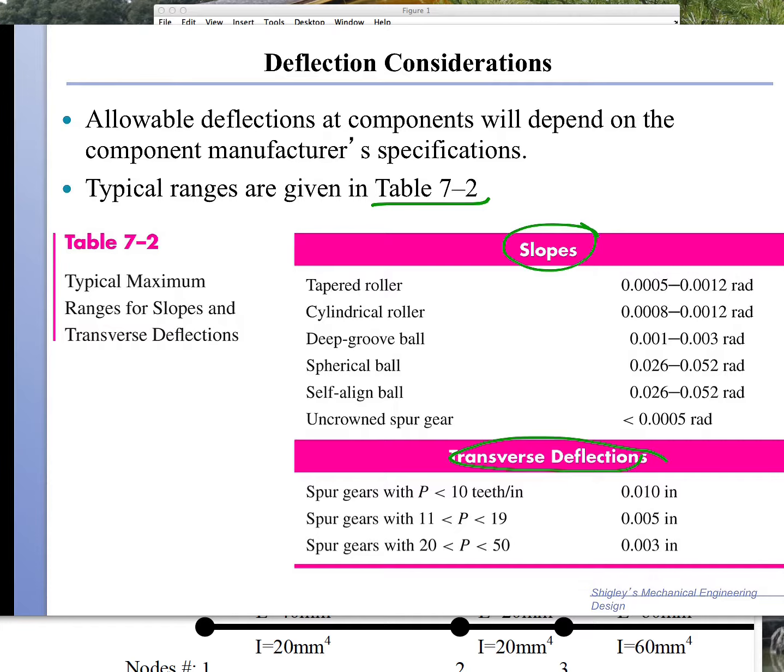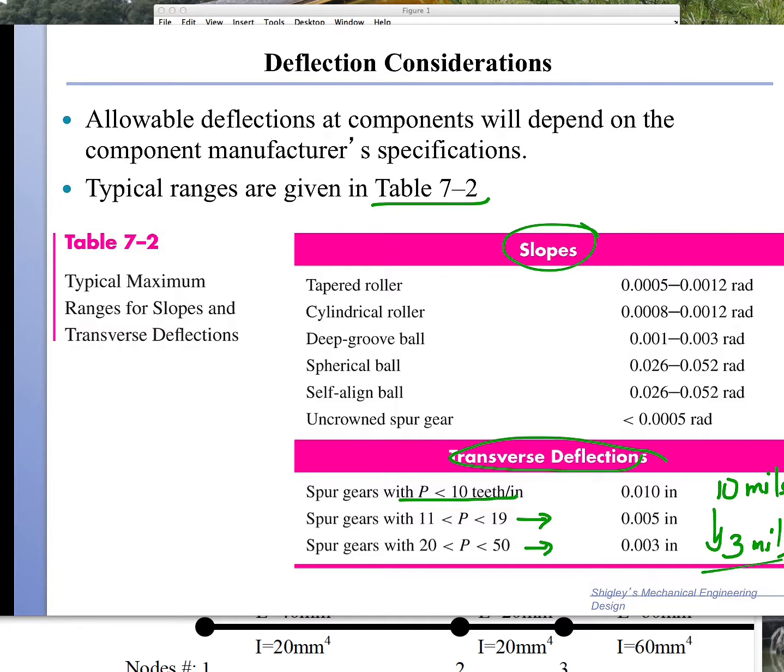If we have coarse gears with a pitch of less than 10 teeth per inch, then we allow deflections up to 10 mils, that is 10 thousandths of an inch. As the spur gears become finer and finer, the allowable deflection becomes smaller and smaller. The smallest deflection, on the order of 3 mils, is allowed at any point in a shaft that has spur gears installed on it with a pitch of greater than 20 teeth per inch diameter.